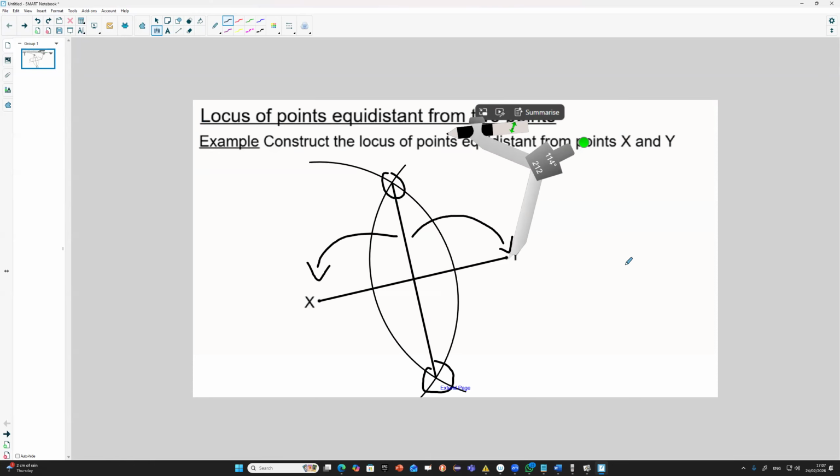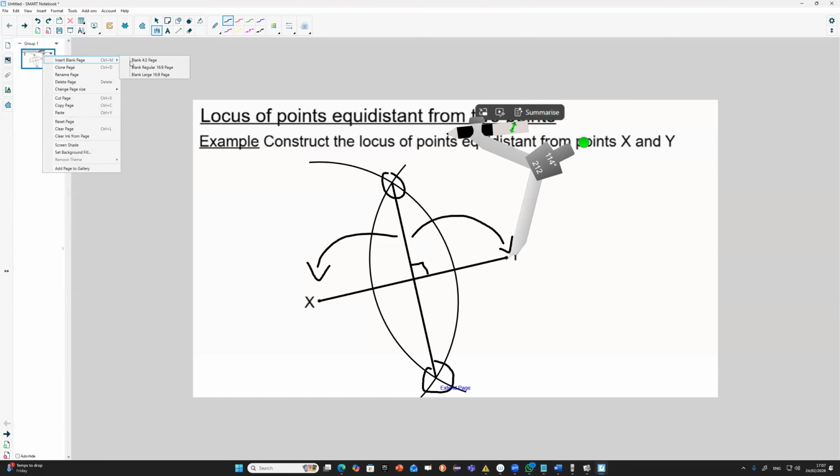Again, it's the same sort of idea as what we did earlier. And what we've actually drawn is the perpendicular bisector. So you've really drawn a 90-degree angle. Does that sort of make sense there?